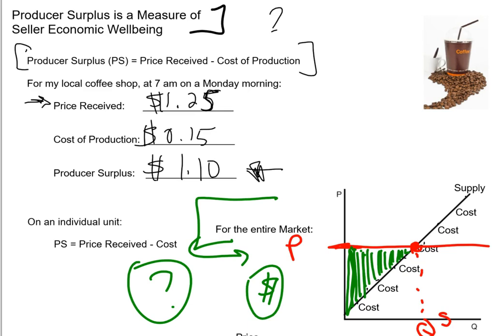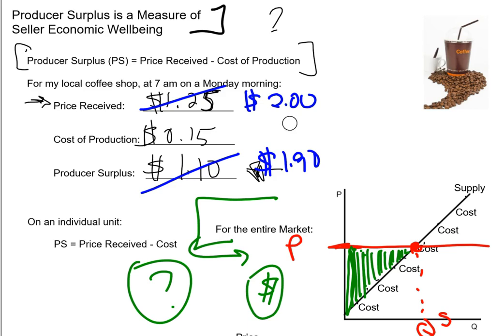Again, we can do the thought experiment about things changing, right? What if, all else equal, the price they receive for a good goes up to $2? What's going to happen to their producer surplus? It's going to increase. Logically, does that make sense that when a producer earns a higher price and their costs haven't changed, that they're going to be in a better economic position? Sure, that makes sense.